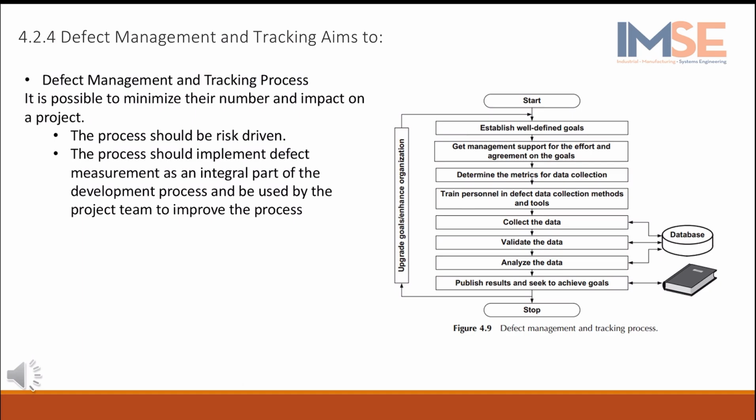And secondly, the process should implement defect measurement as an integral part of the development process and be used by the project team to improve the process. The primary reason for gathering defect information is to improve the development process when a defect or failure has been detected. A well-designed activity workflow should be followed, like the one in figure 4.9, which depicts such a defect management and tracking process.